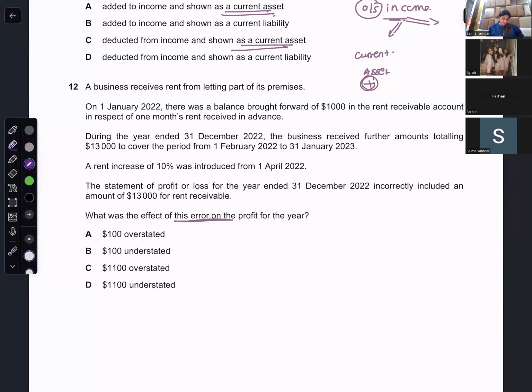Farhan, read the question. A business receives rent from letting part of its premises. On 1st of January 2022, there was a balance brought forward of 1,000. Receiving rent, is it an income or an expense? Receiving rent is an income. Can you give me the format of the rent receivable income account? Debit all expenses and credit all income.